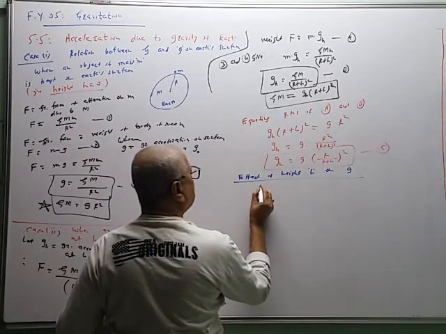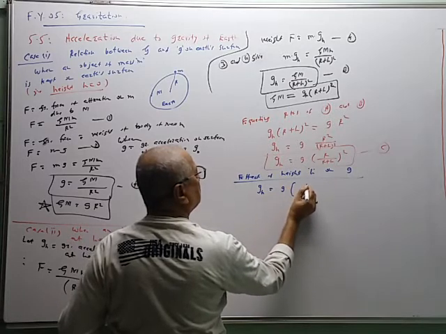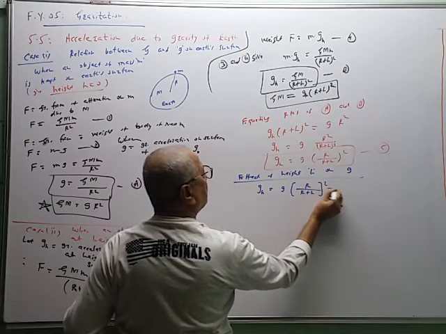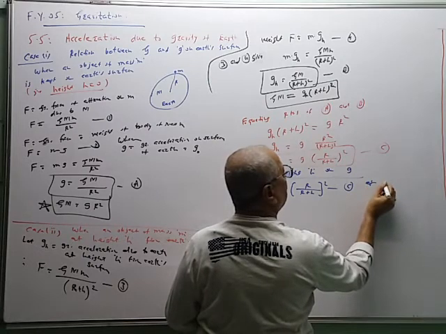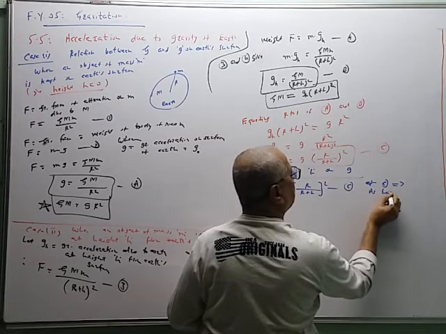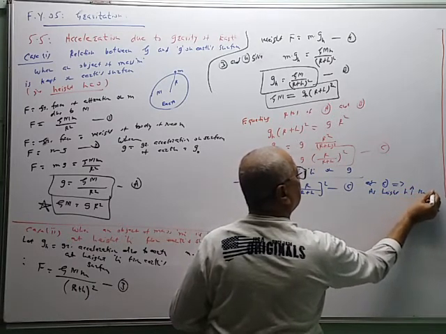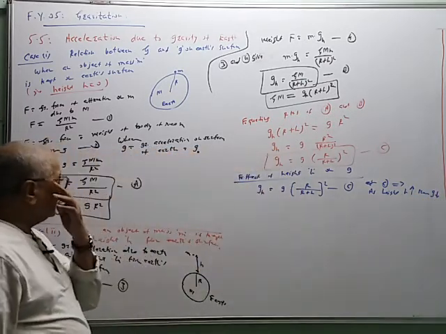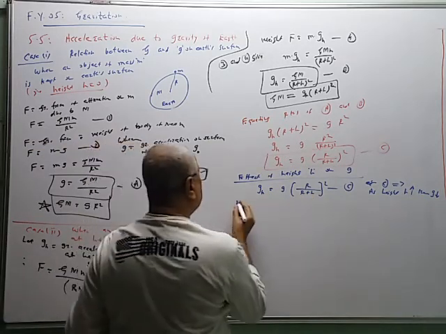So gh is equal to g into bracket R upon R plus h whole bracket square. This is equation C. So equation C shows that as height h increases, the value of gravitational acceleration decreases, because height is in the denominator. Now there is a special case.